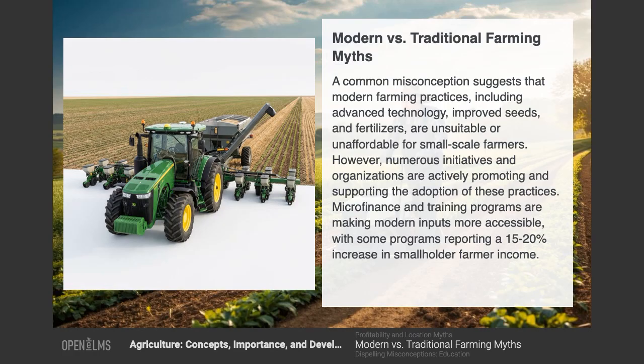Modern versus traditional farming myths. A common misconception suggests that modern farming practices, including advanced technology, improved seeds and fertilizers, are unsuitable or unaffordable for small-scale farmers. However, numerous initiatives and organizations are actively promoting and supporting the adoption of these practices. Microfinance and training programs are making modern inputs more accessible, with some programs reporting a 15 to 20% increase in smallholder farmer income.